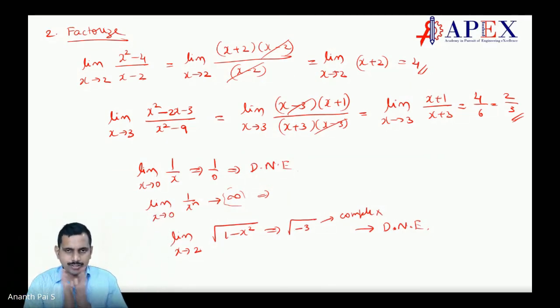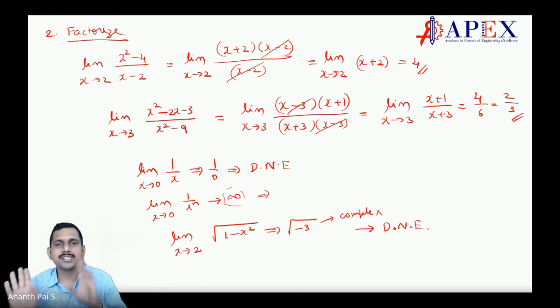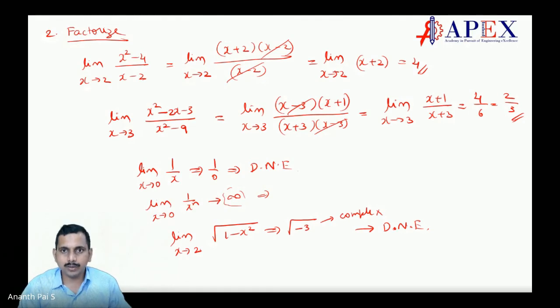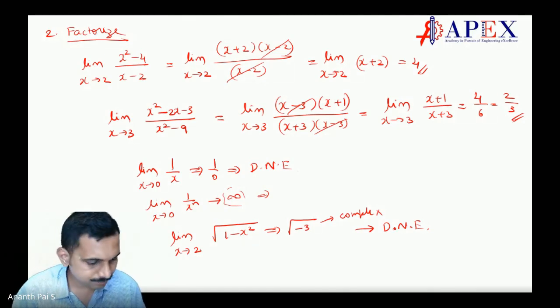So the first level is to find out by substitution. Second is factorization. And factorization will fail when, with limit tending to 0, a 1 by x term comes, or with limit tending to 0, an x raised to n term comes, or if x tends to something that goes as complex numbers, correct?